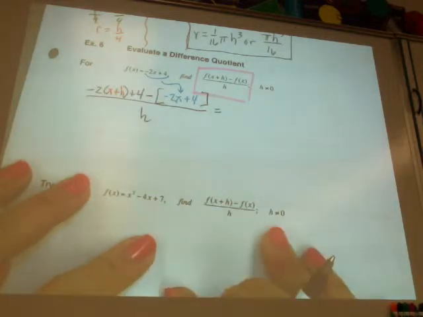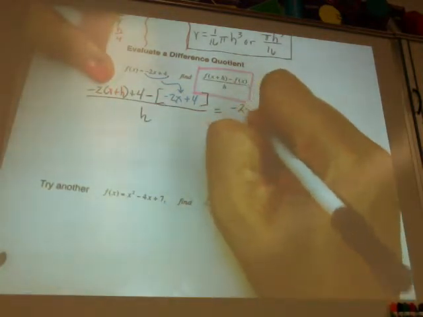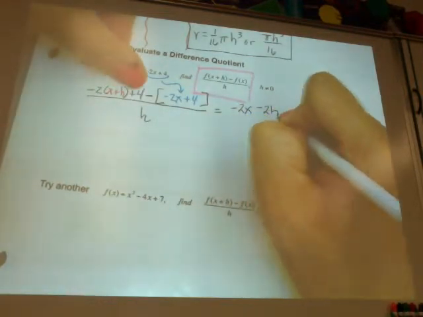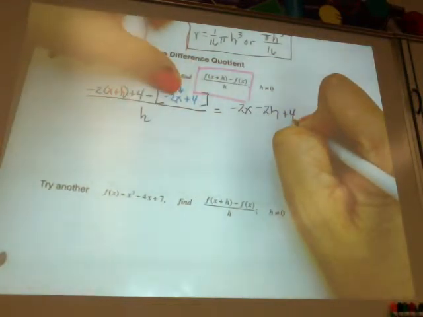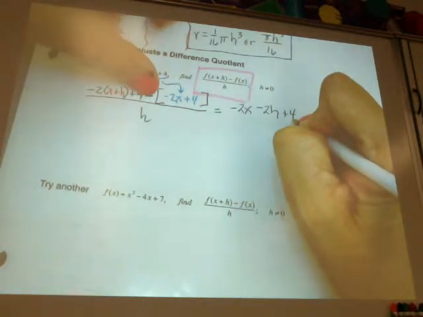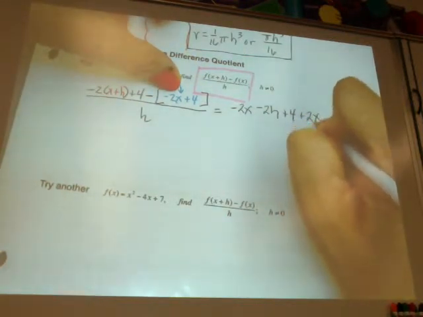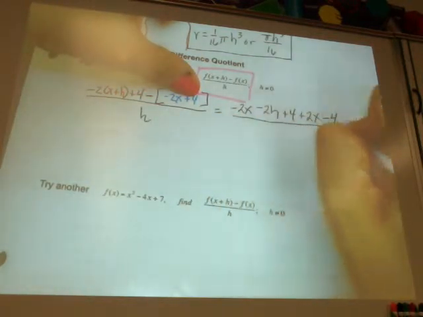Now all that's left once you get that part is to do the math. So here we go. I'm going to distribute my negative 2. So I get negative 2x minus 2h plus the 4. Then the reason why you have to use brackets here is if I'm going to subtract that whole function, I have to subtract everything, which means don't I change all the signs in here? Because I really have a negative in front. I'm going to distribute that negative into the brackets, and a negative times a negative is a positive 2x, and a negative times a positive is a negative 4, all over h.